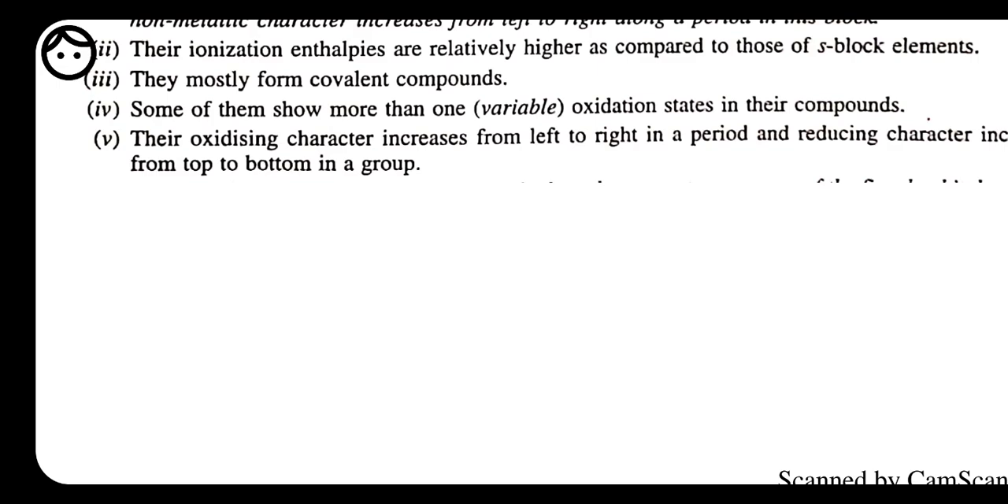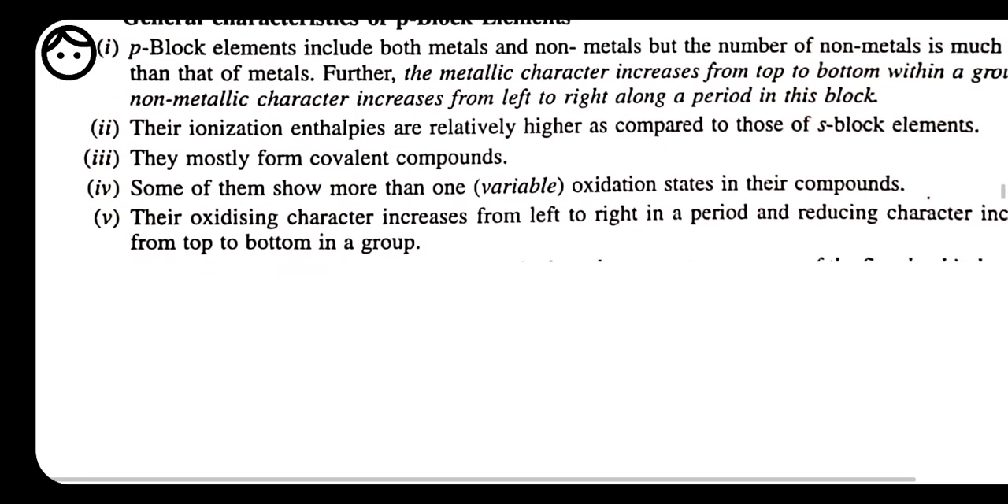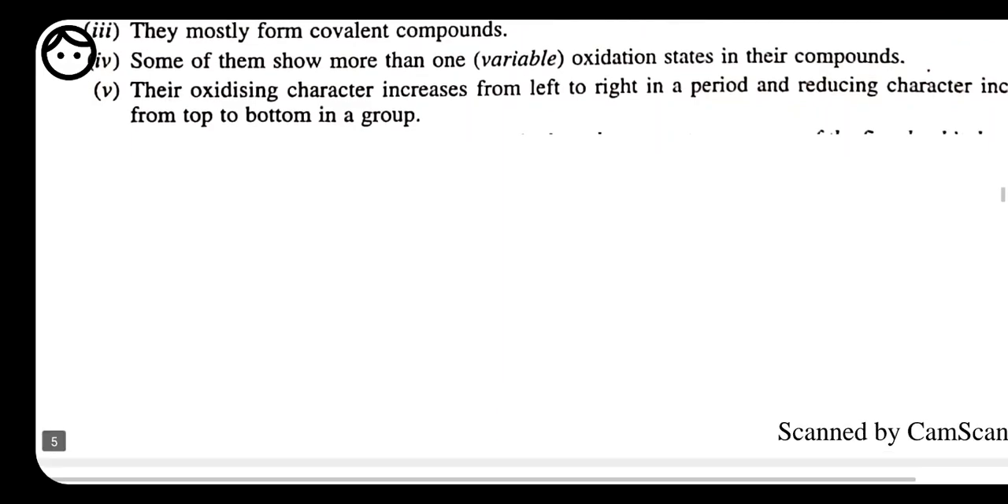Okay, next property: they are acidic in nature. Nature also we can take out, which you have done in class 10. How do we know the compounds formed by these p block elements always show acidic nature? How? That we will do in the chemical properties, whenever we talk about the chemical properties of these.